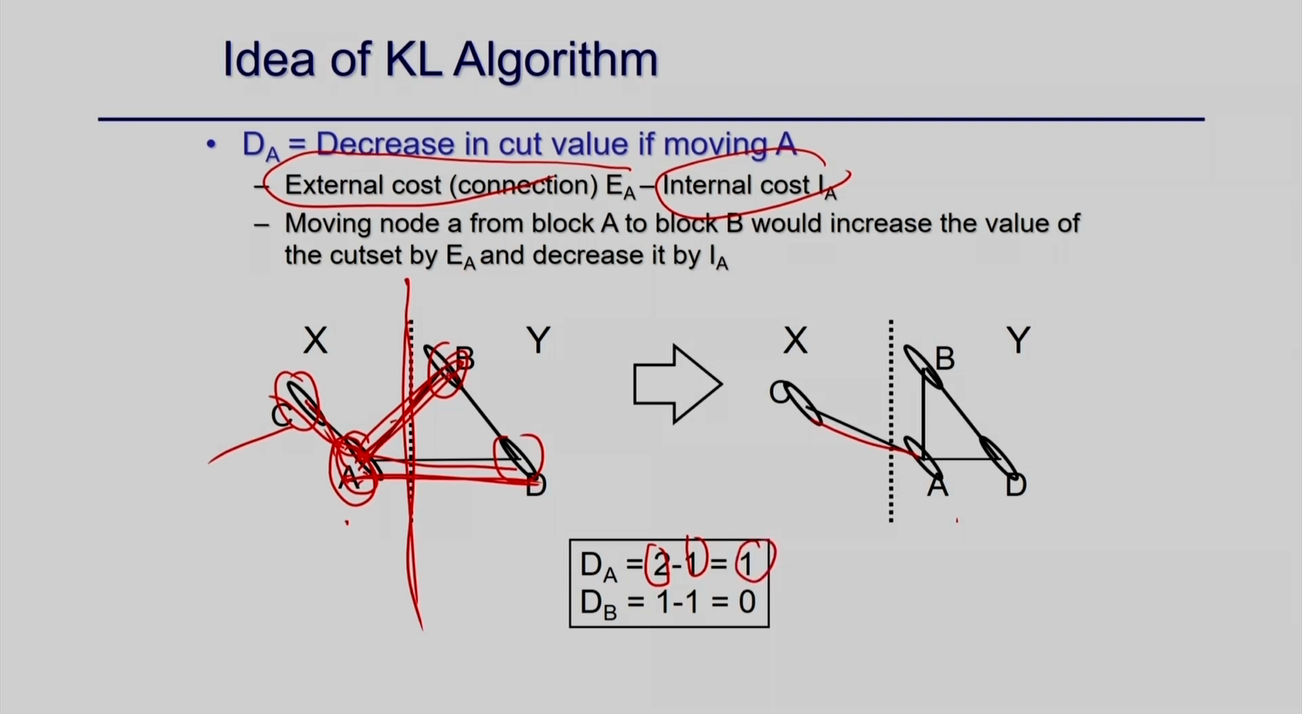So similarly, if you move this B from this side to this side, you can see for B there is a connection here, 1, and a connection here, so it does not have any gain. So if you move B from this side to this side, effectively there is no reduction in the cut size.